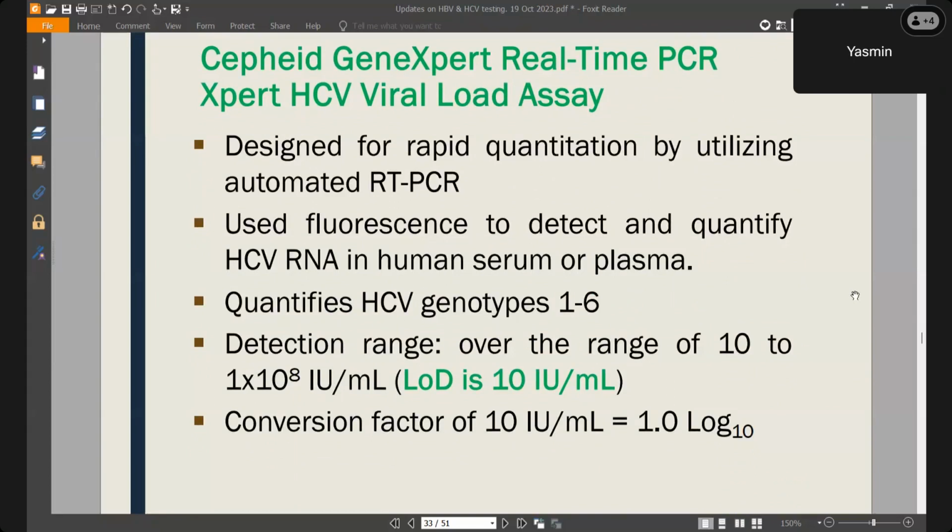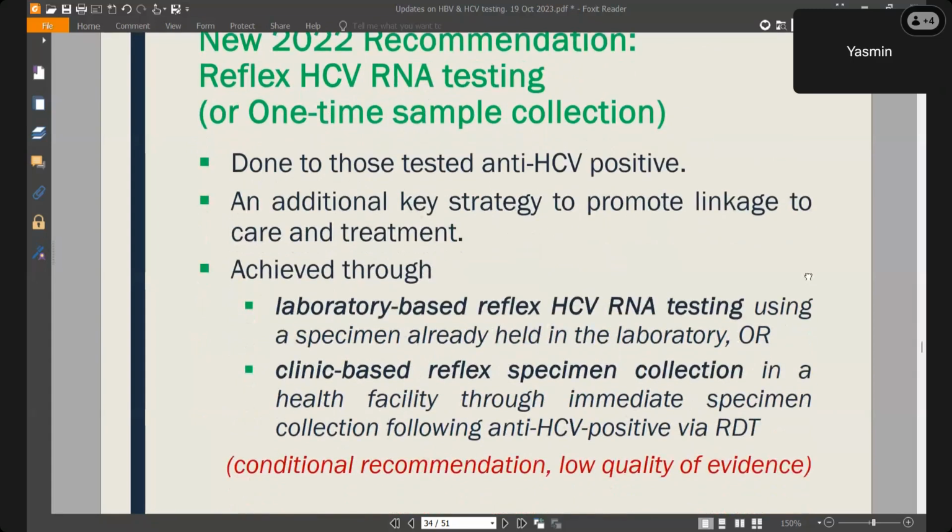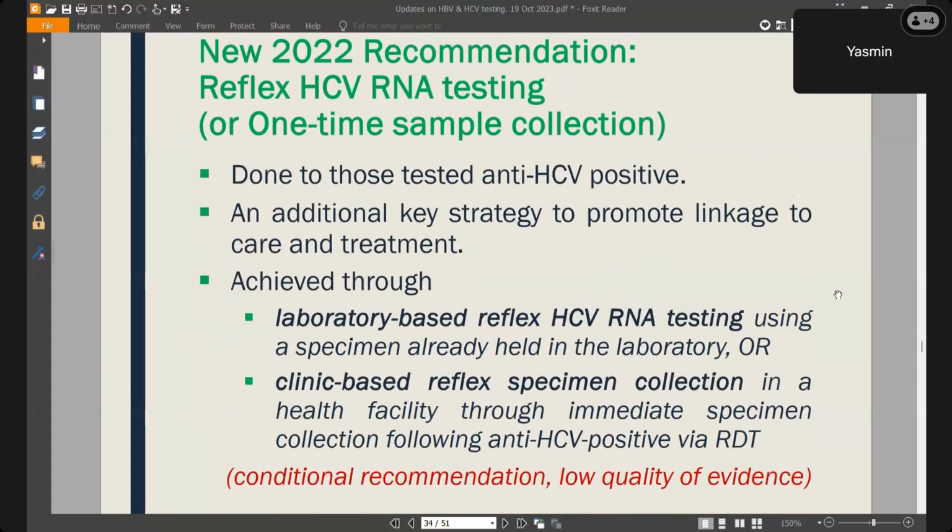It can quantify genotype 1 to 6. The beautiful thing is that its limit of detection is wide ranging, but whatever it is, its limit of detection is 10 IU per mil, which is great. And of course, it allows you to convert it to log. Okay, next slide. Now, the other one that's rather interesting.